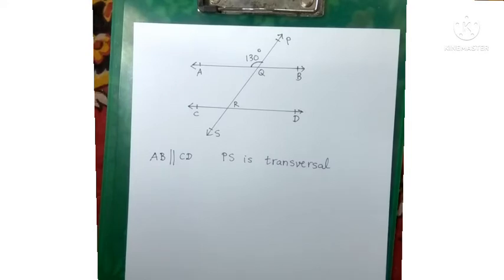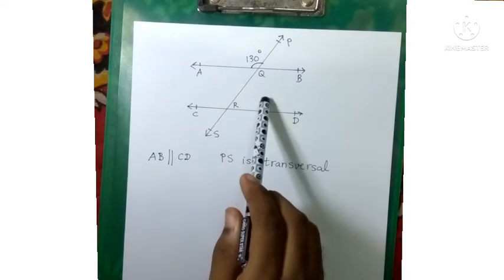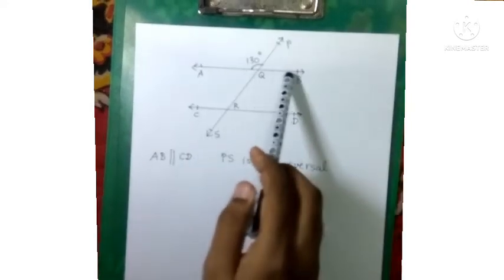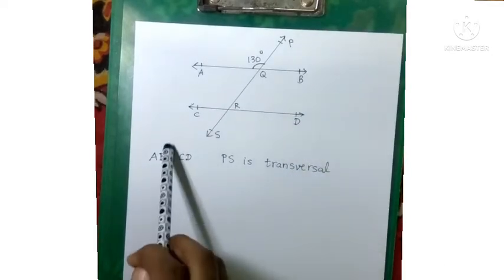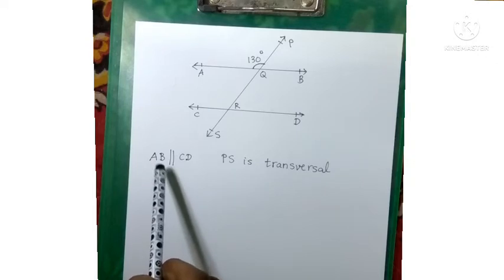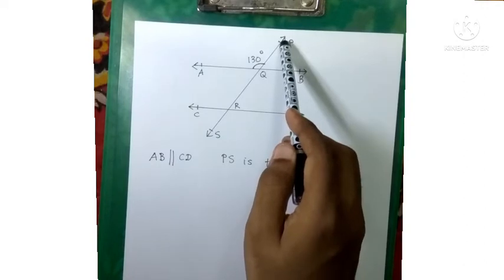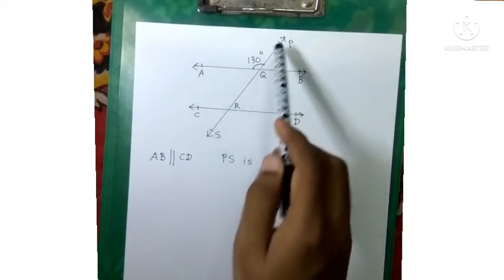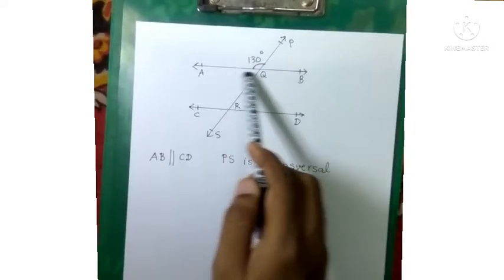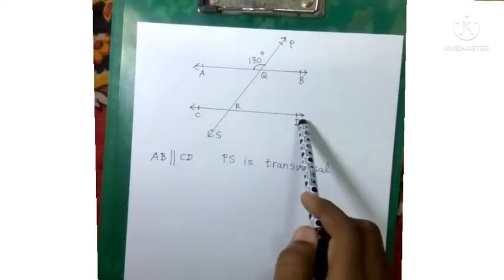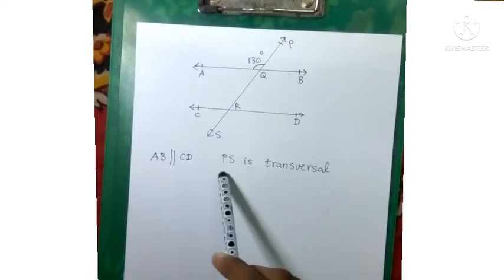Let us take an example to clearly understand this axiom. In this figure, line AB is parallel to line CD. AB is parallel to CD, this is the parallel line symbol. AB is parallel to CD and PS is a transversal. This line PS intersects line AB at point Q and line CD at point R. So line PS is the transversal.